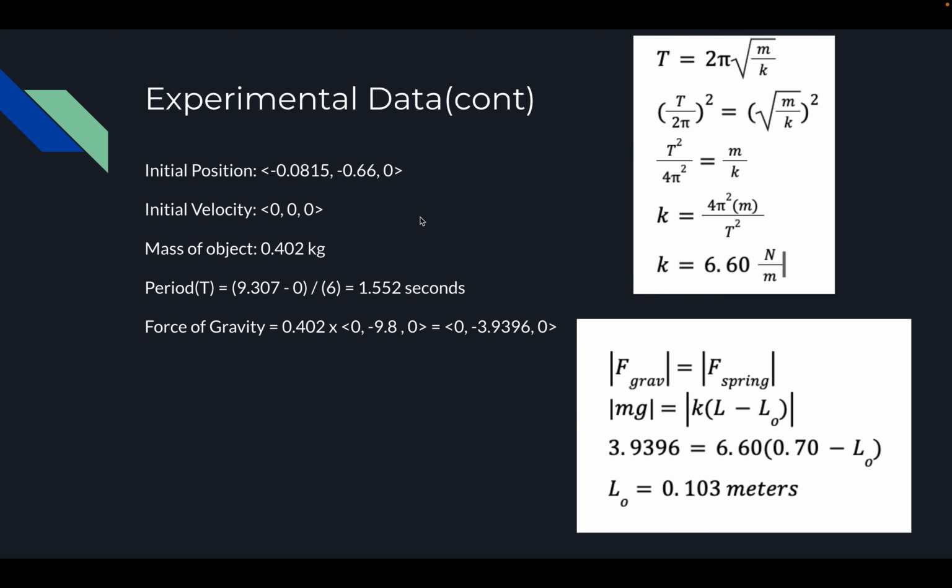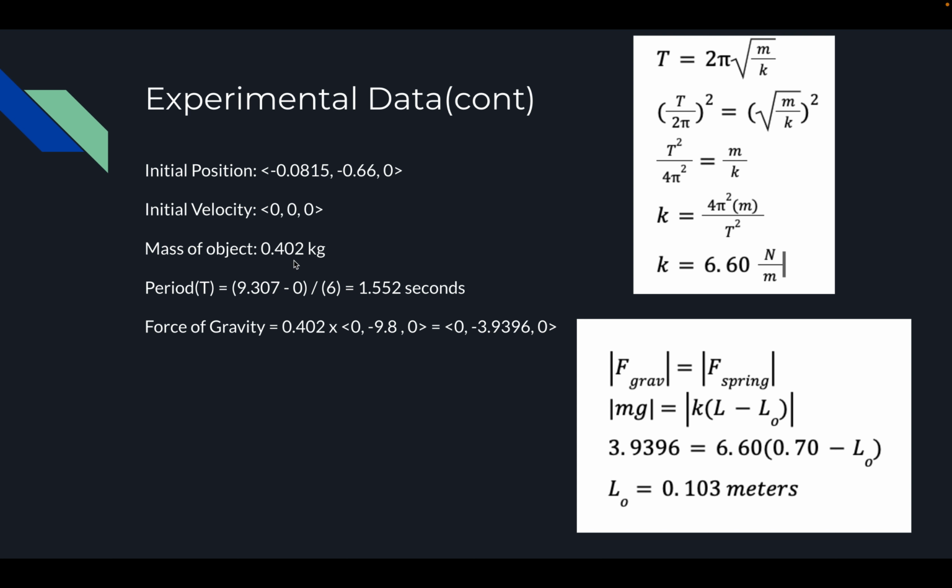So some of the data continues. The initial position of the object on the graph was negative 0.0815, negative 0.660. As you can see, position is a vector in this case. Initial velocity: there was no initial velocity, it was 0. Mass of the object was 0.402. The period was the final timing minus the initial timing divided by 6, and each period was 1.552 seconds.